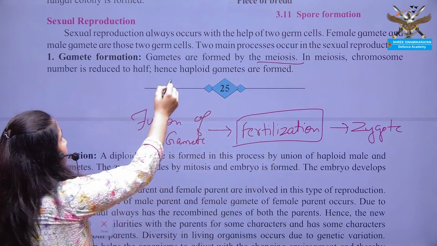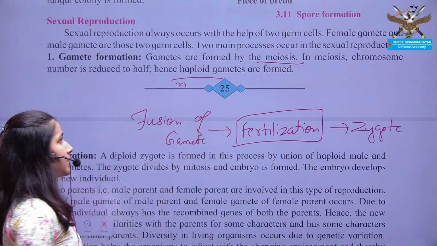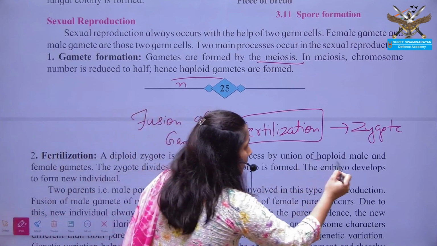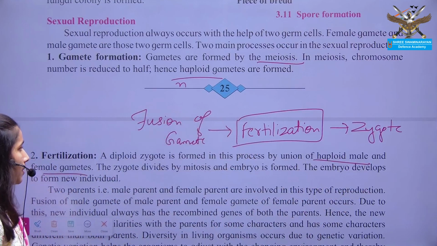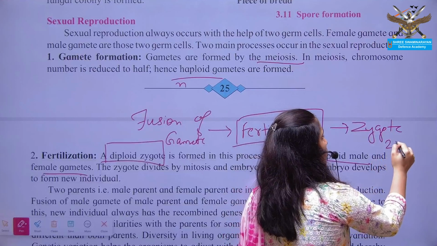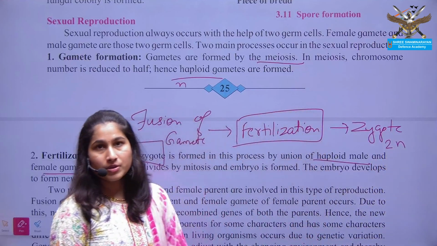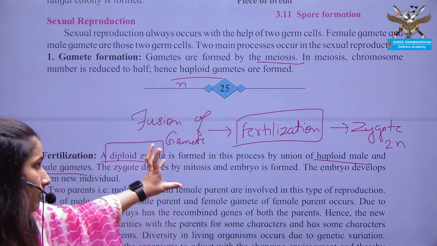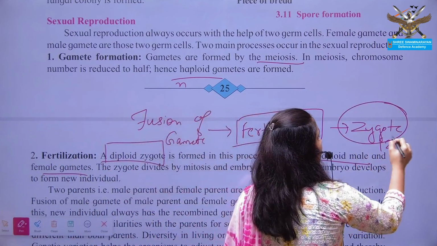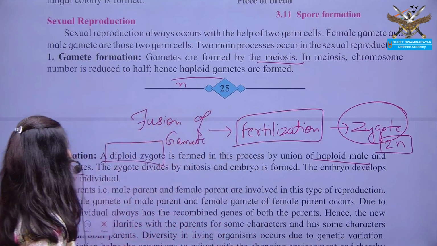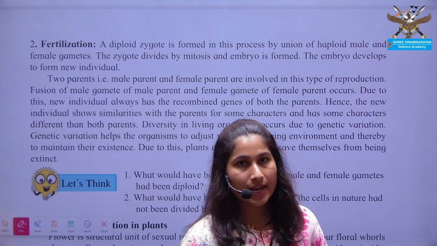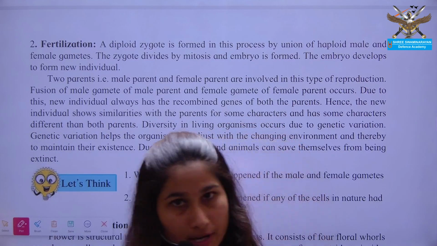These gametes are formed by meiotic division. The chromosome number is haploid, and whenever a haploid male gamete and a haploid female gamete fuse, there is formation of a diploid zygote. That is, half the number of chromosomes come from the male, half from the female, and their combination gives rise to a diploid zygote. This zygote is a single cell with a diploid set of chromosomes.